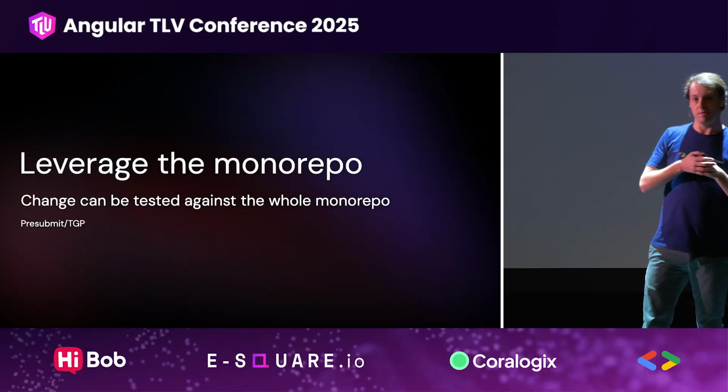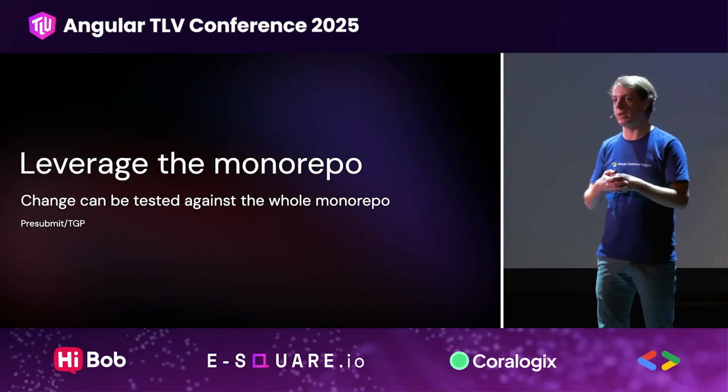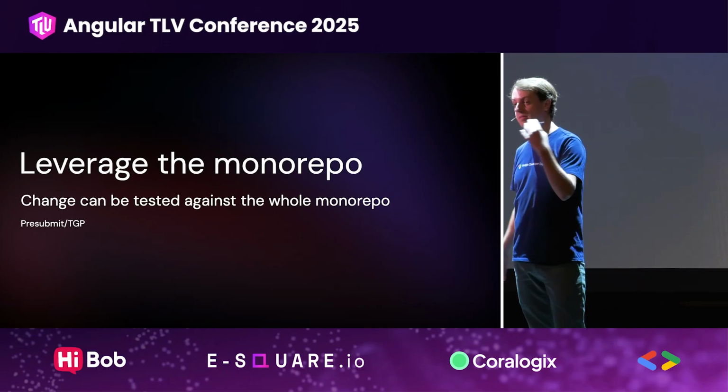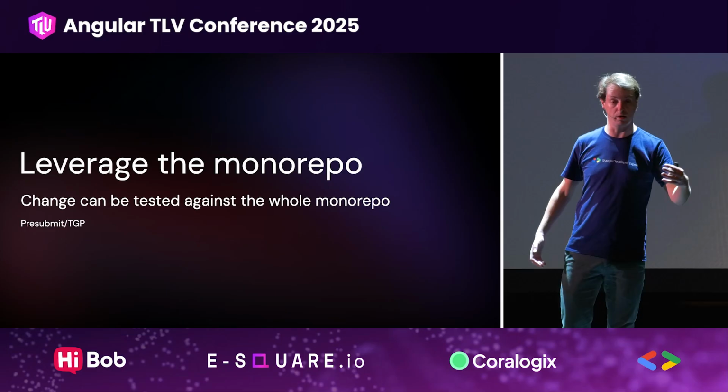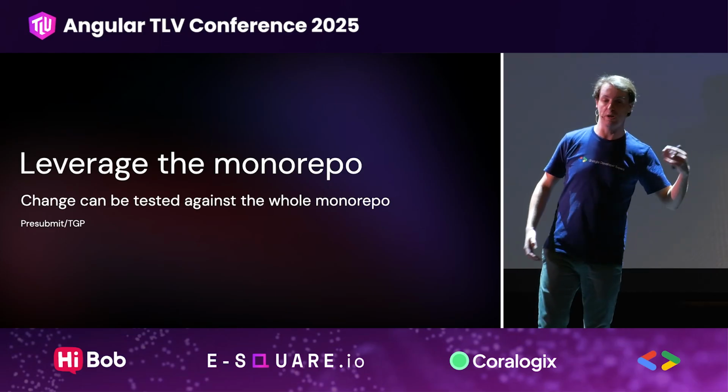So meaning that because we can have some insights of what's breaking and what's not, we are able to leverage the monorepo by testing the PR, the changes we want to integrate against Google's apps. So we are able to see.